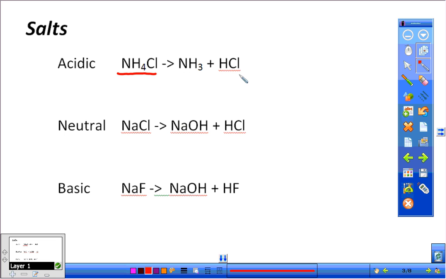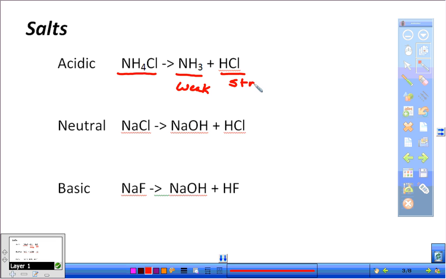Okay, so looking at salts, the ammonium chloride was created from the ammonia plus hydrochloric acid. Now, ammonia is a weak base, and hydrochloric acid is a strong acid. So when you get a salt that's created by a weak base and a strong acid, you actually get a slightly acidic salt. And sodium chloride is created from sodium hydroxide and hydrochloric acid, which are both strong, so when they create a salt, it is neutral.